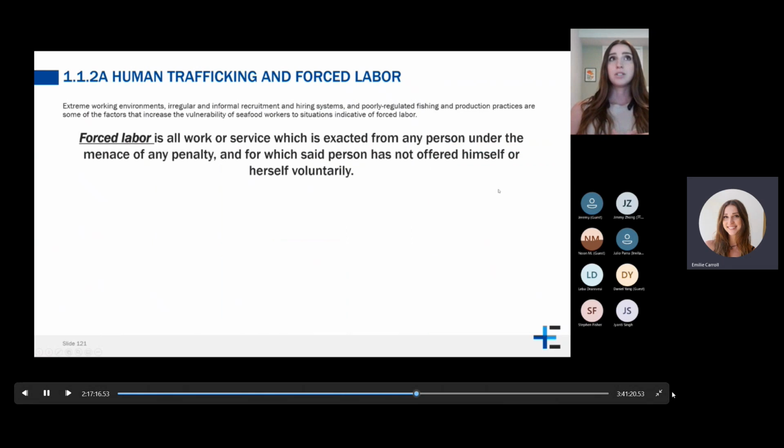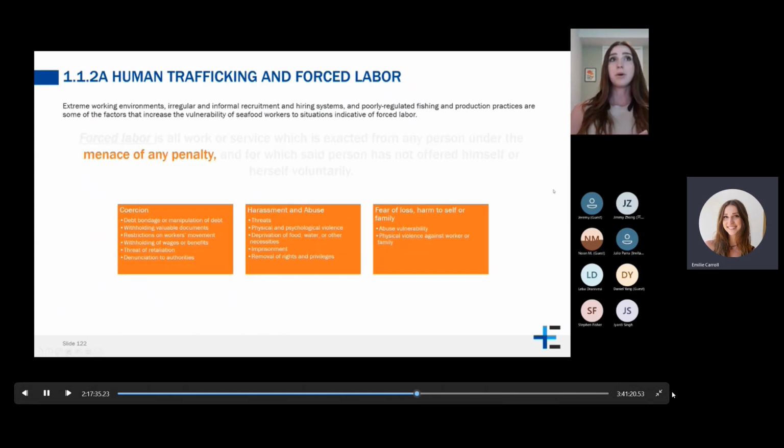Moving on here to 112A, human trafficking and forced labor. By definition, forced labor is all work or service which is exacted from any person under the menace of penalty and for which said person has not offered himself or herself voluntarily. Breaking this down into two key components here.